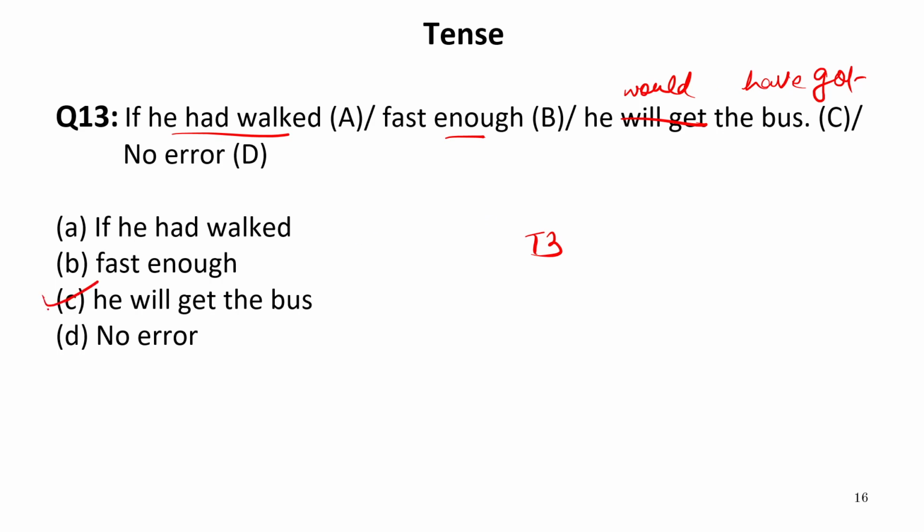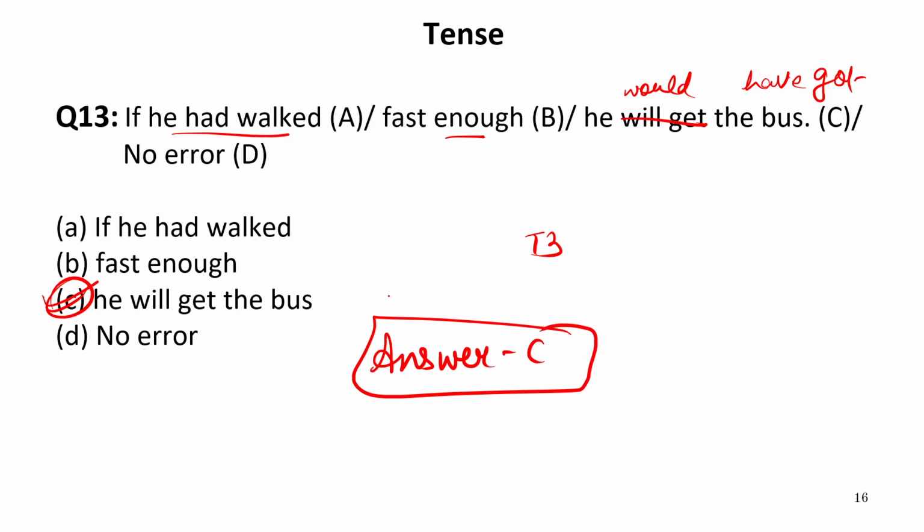So the error is in part C. So our answer is C. C is the answer. The correct sentence will be, if he had walked fast enough, he would have got the bus. The third form of get is got. Now let us move to the next one.